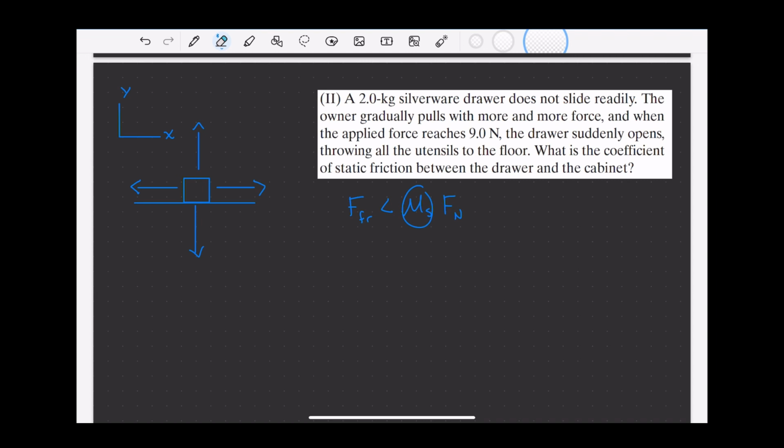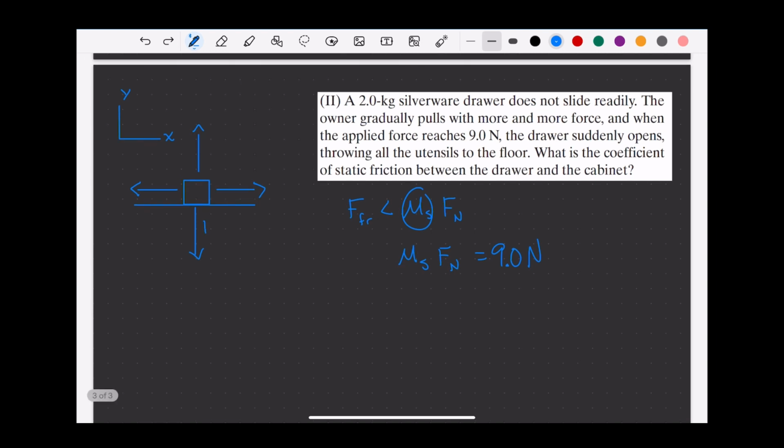All right, so what I can say here is that this coefficient of static friction times normal force, when it's at its threshold, must be equal to 9.0 newtons. We're actually going to end up using this equation in a little bit to solve for that coefficient of static friction. But let me go ahead and label my free body diagram. It should say that F sub g is equal to m times acceleration due to gravity. We know that m is 2.0 kilograms, and we also know that gravity is going to be 9.8 meters per second squared.